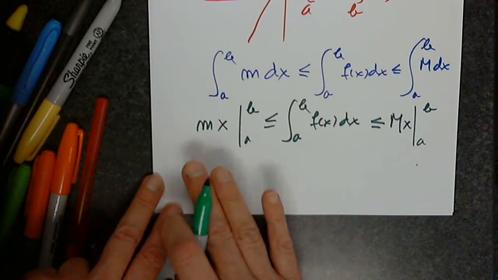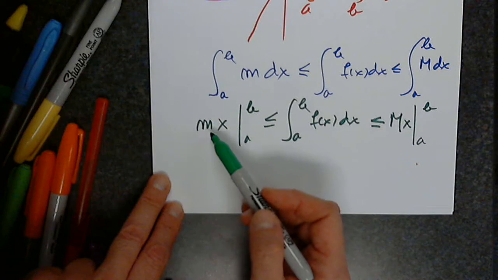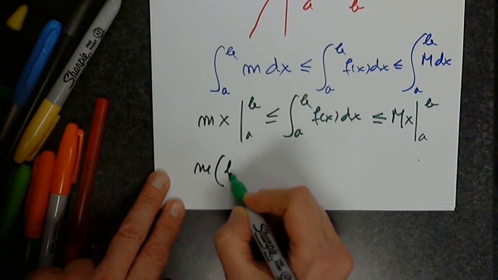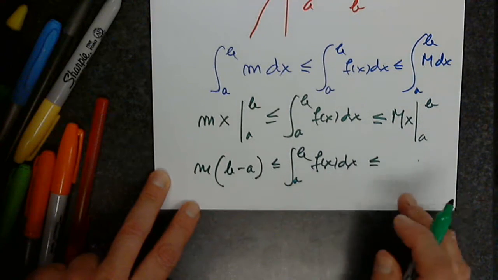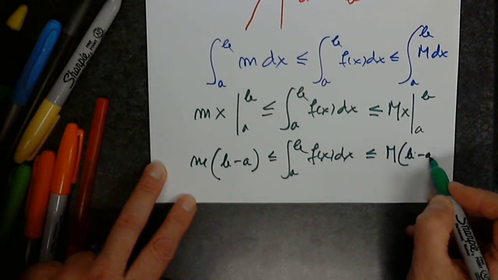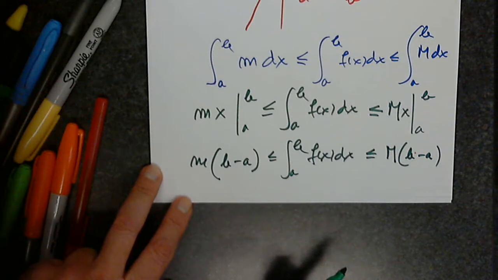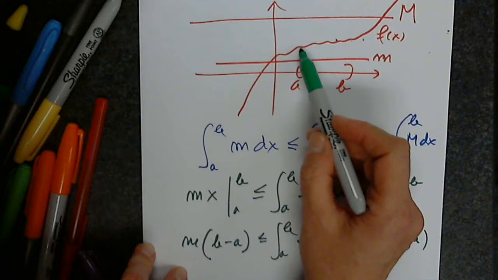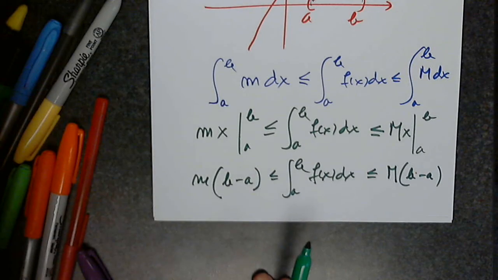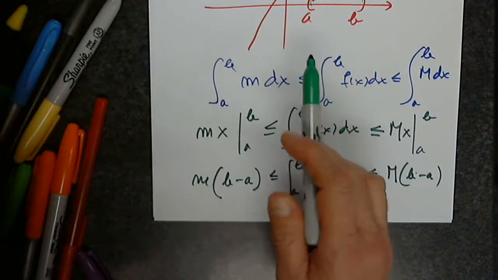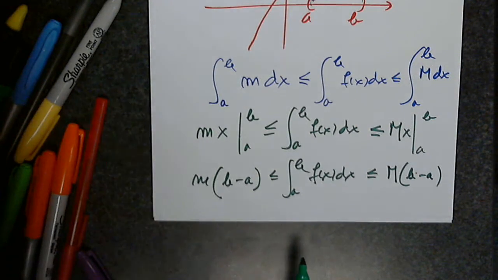But I know how to finish up the left-hand side. What is it? In x, I plug in b, and then I subtract when I plug in a. So it's m times (b minus a), less than or equal to the integral from a to b of f of x dx, less than or equal to M times (b minus a). It's the area of the rectangle, of course. So the area of this rectangle and the area of this rectangle. So of course the area under the graph is bigger than the area of the bottom rectangle, but it's smaller than the area of the big rectangle.